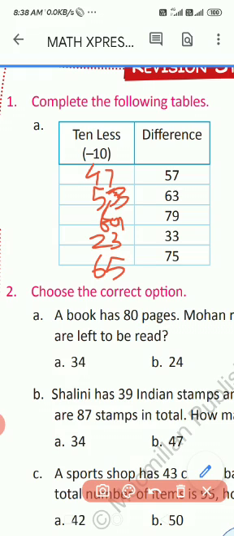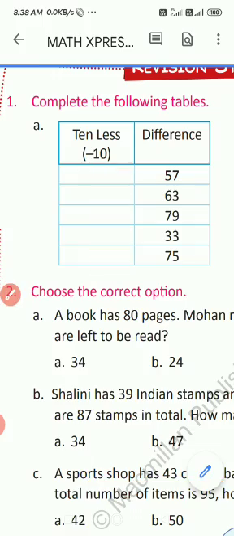So first number 57 minus 10 is equal to 47, 63 minus 10 is equal to 53, 79 minus 10 is equal to 69, 33 minus 10 is equal to 23. The last number 75 minus 10 is equal to 65.